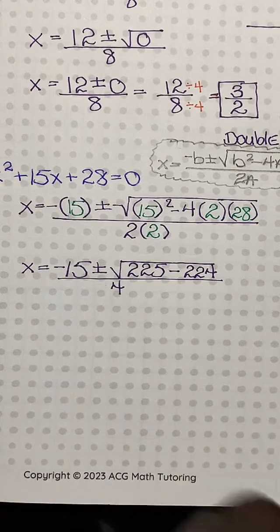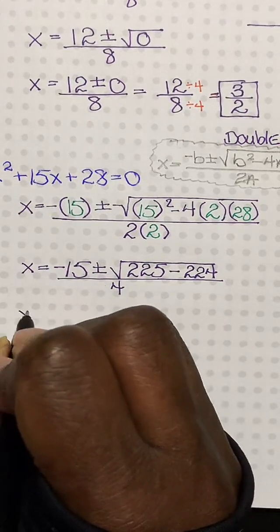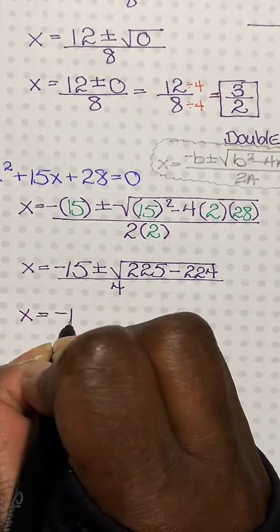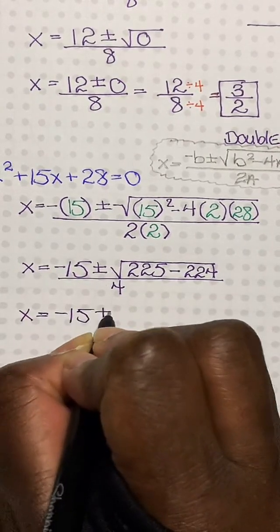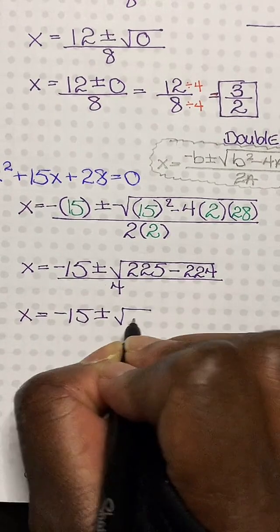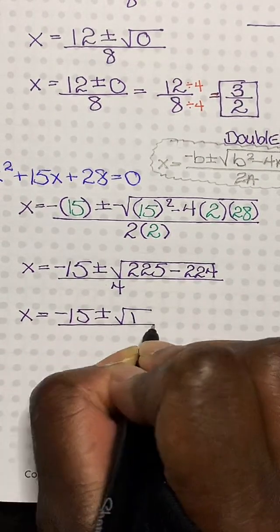Okay? So now we have x equals negative 15 plus or minus the square root of 1 over 4.